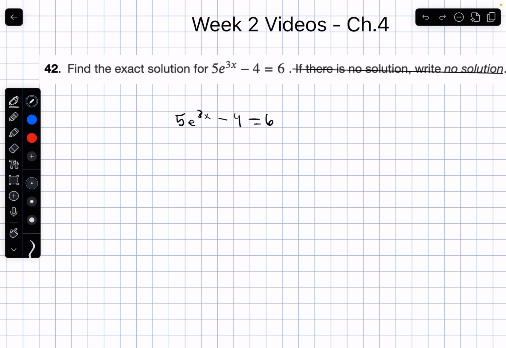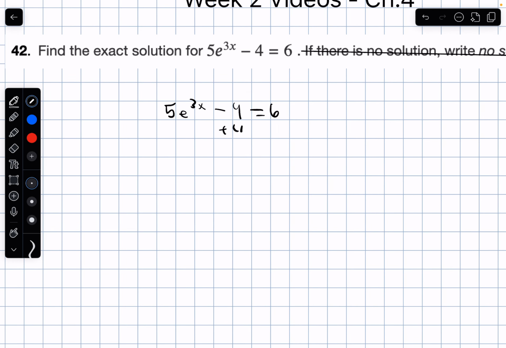So, let's get started. We're going to add 4 to both sides here. So 5e to the 3x equals 10, since 6 plus 4 is 10. And then we're going to divide both sides by 5. So e to the 3x equals 2.